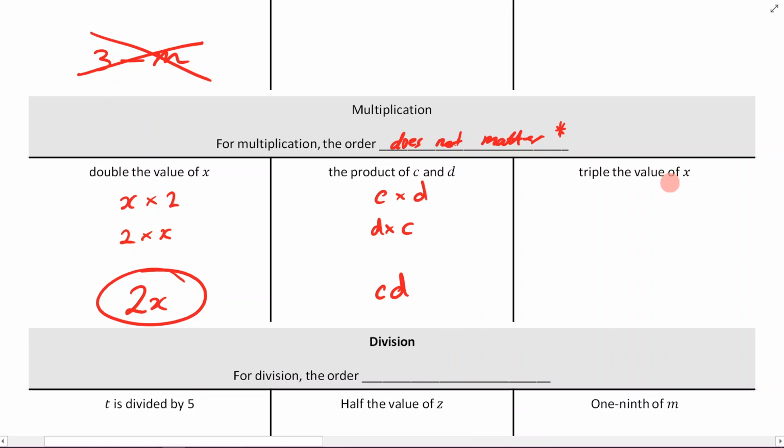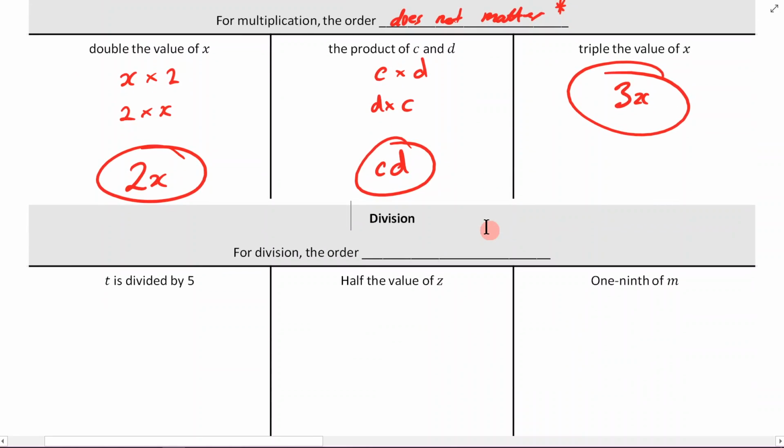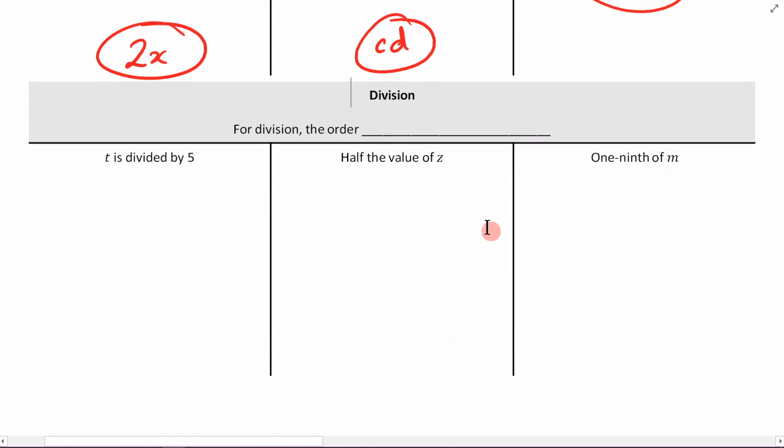Next, triple the value of x. Well, that's just going to be 3x. No mucking around there. That's your answer. 3x, 3 times x, that's what it's going to be. All right, next, division. The first one is t is divided by 5. Now, remember, we don't like putting in division signs. We would write this as t over 5. That's how we would write it, t over 5.